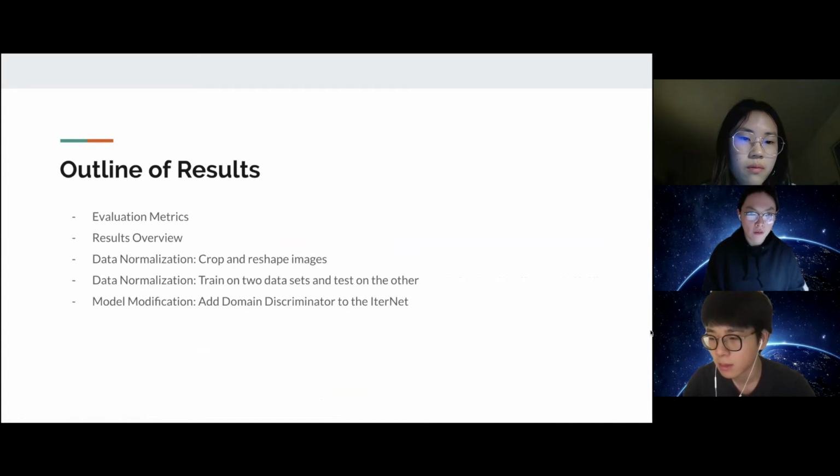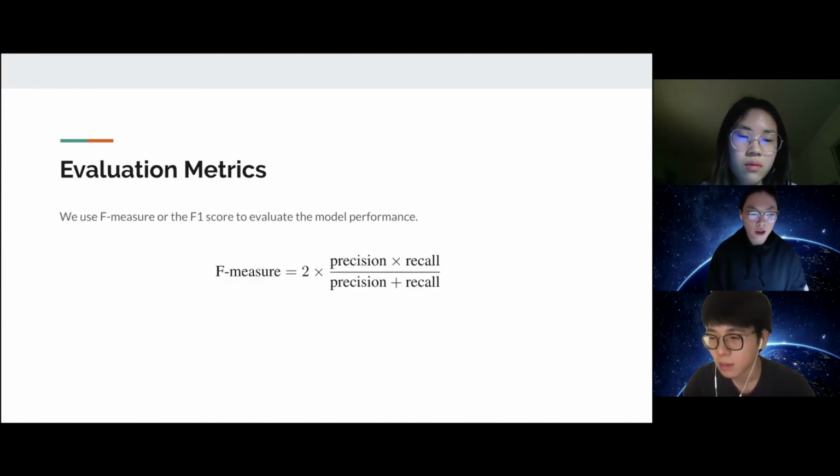Here is the outline of our results. First, we introduce our evaluation metrics. Second, we show the results overview. Third, we will show the results after we crop and reshape the images. Next, we will show the results after we train on two datasets. Finally, we will show the results after we add the domain discriminator to IterNet. We will use F-measure as our metric. F-measure achieves a balance between the precision and recall. Since retinal vessel images are mostly black, we will often have more false negatives, and usually precision is much greater than recall.